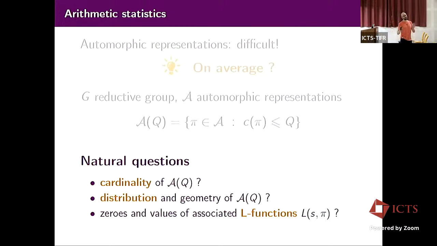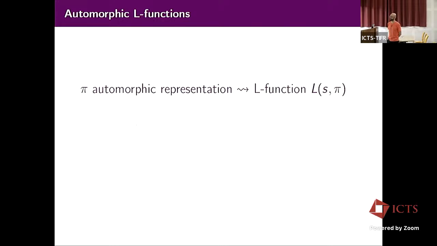And that's over for automorphic representations now. I will be focusing on L functions and two important quantities, which are the zeros and certain values of these L functions. So to one of these automorphic representations, you can think modular forms, mass forms, etc., you can associate an L function.